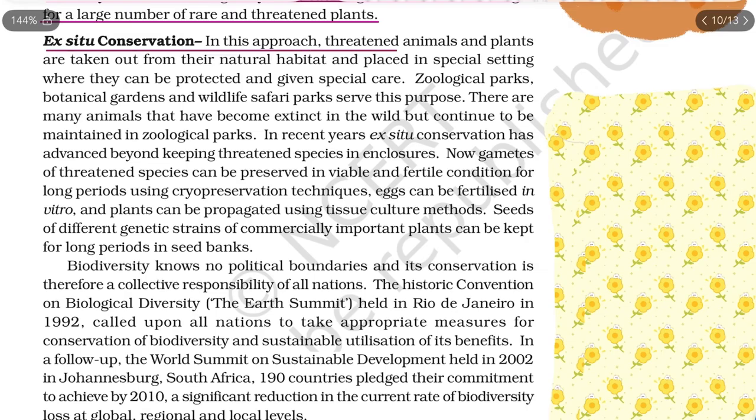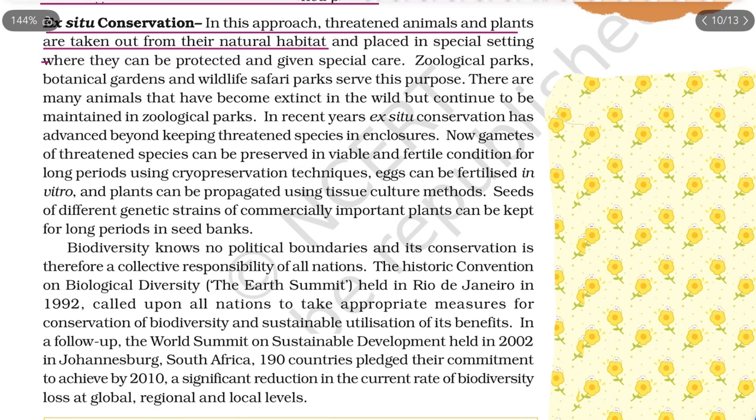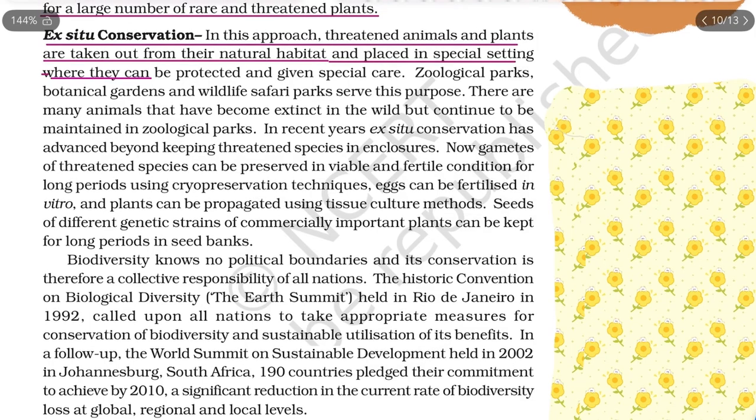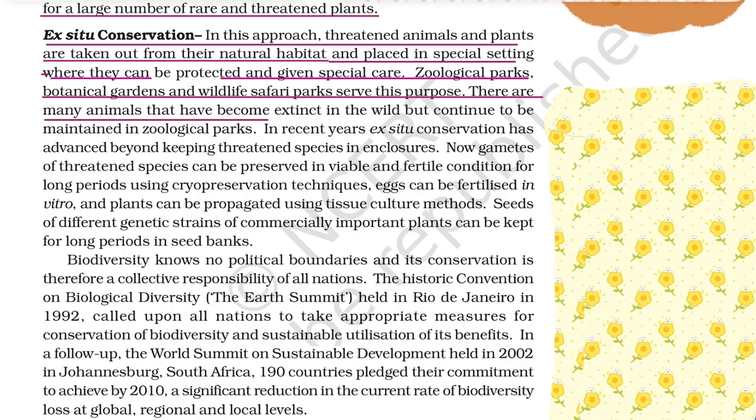Ex situ conservation. In this approach, threatened animals and plants are taken out from their natural habitat and placed in a special setting where they can be protected and given special care. Zoological parks, botanical gardens, and wildlife safari parks serve this purpose. There are many animals that have become extinct in the wild but continue to be maintained in zoological parks.